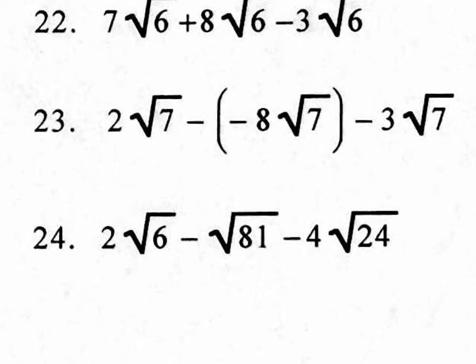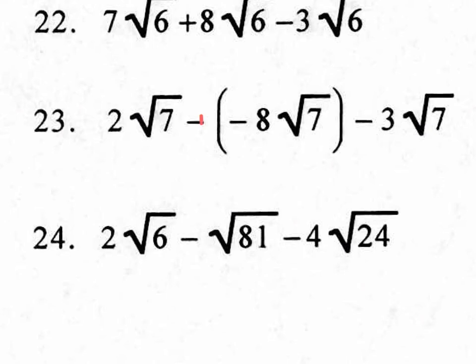Let's go to 23. I mean, believe it or not, 23 is the easiest thing in the world. Why? Because, like we've been saying on all the other videos, radicals are kind of like variables. You could see this as 2x instead of 2 square root of 7. And notice that you have the square root of 7, the square root of 7, the square root of 7. It's like having a bunch of x terms. It's like saying 2x plus 8x minus 3x. It's just combining like terms, guys.